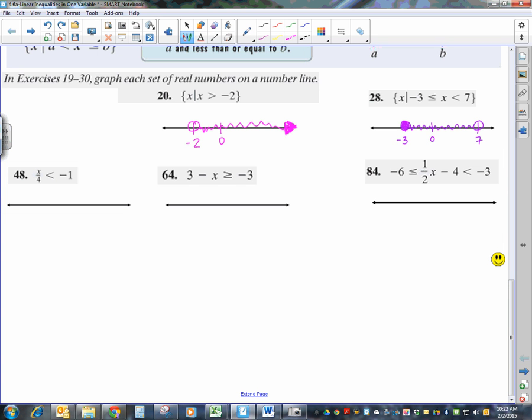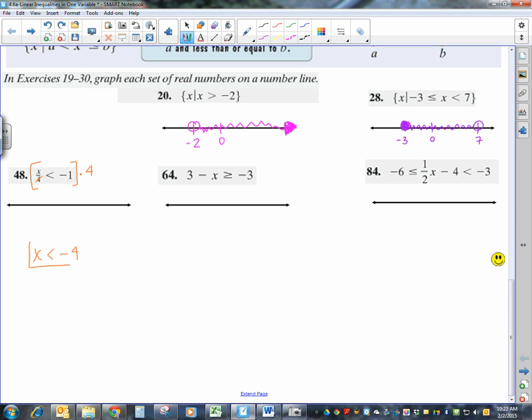Let's look at number 48. We actually have to solve this time. So I'm going to solve x over 4 is less than negative 1. It's dividing, so I'm going to multiply both sides by 4. I did not multiply by a negative number, so I don't have to flip anything. But my 4's cancel. 4x over 4 gives me just x. That stays the same, and negative 1 times 4 is negative 4.